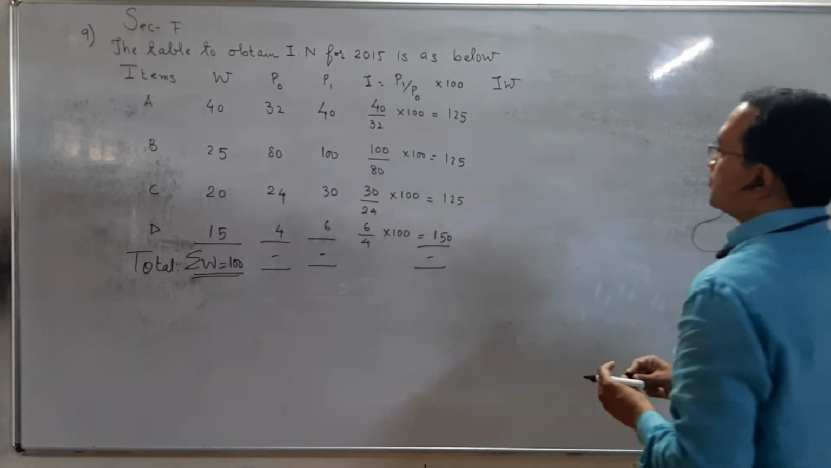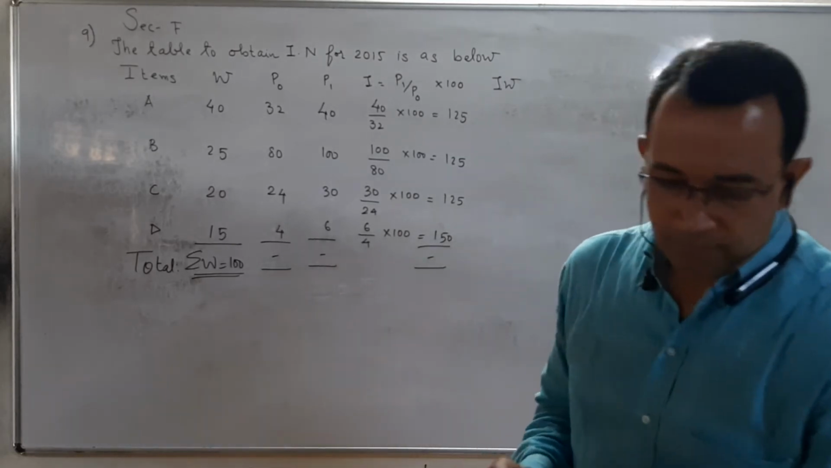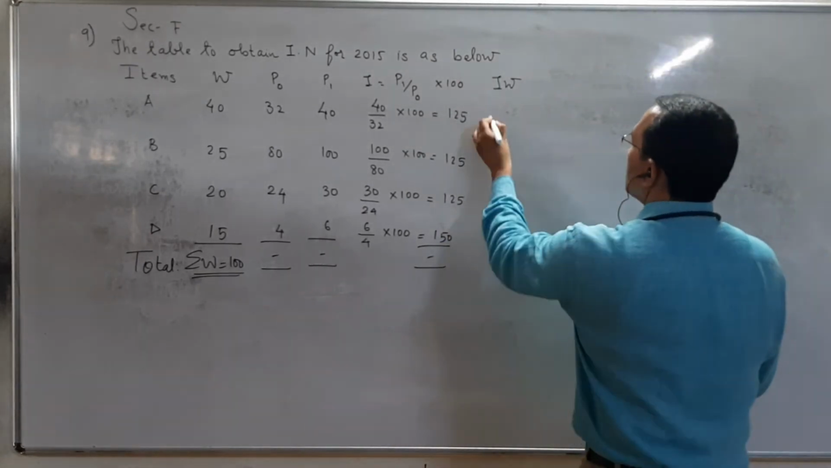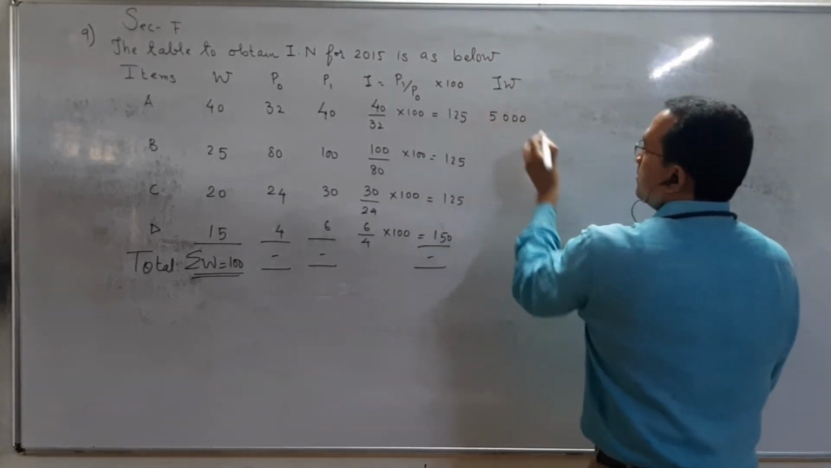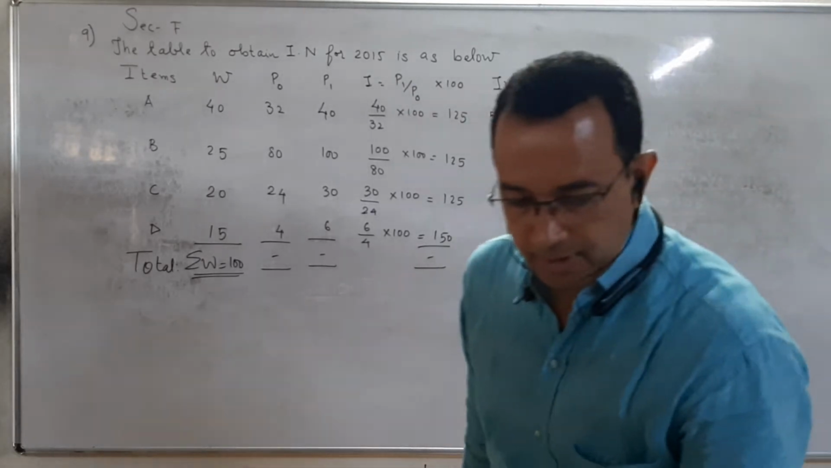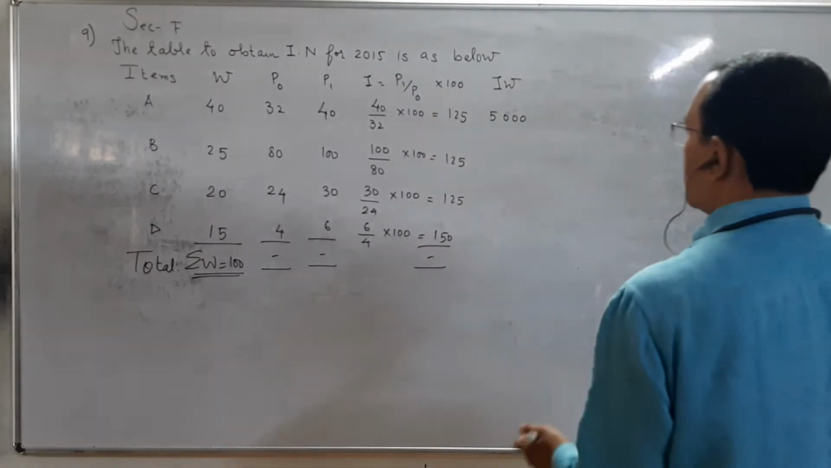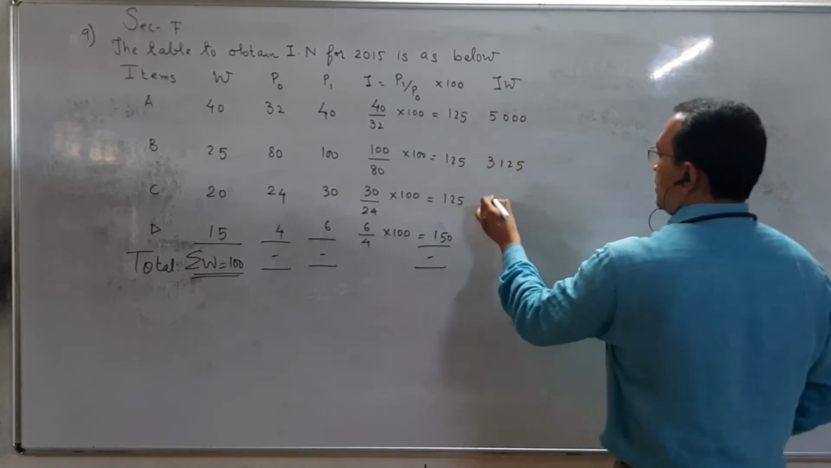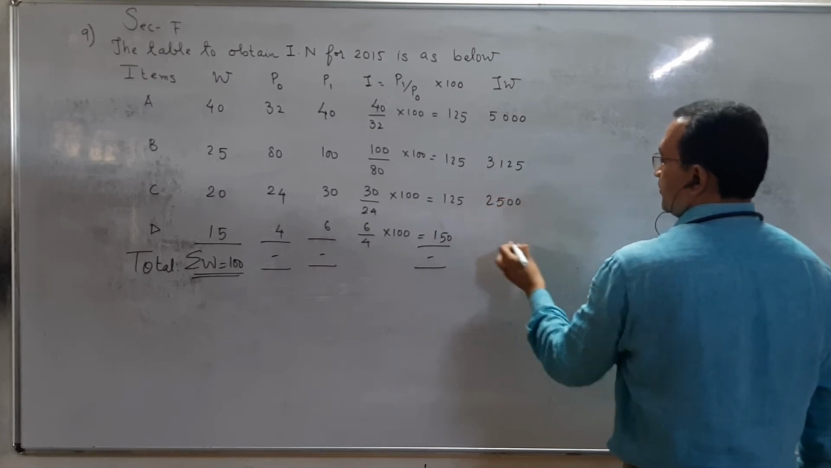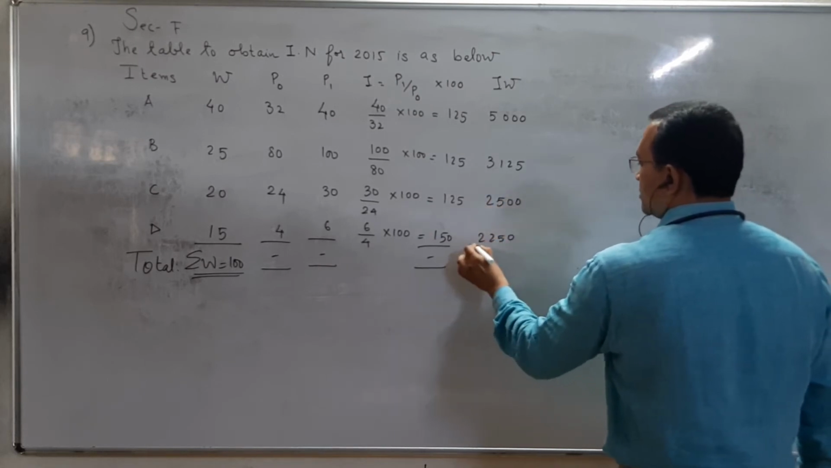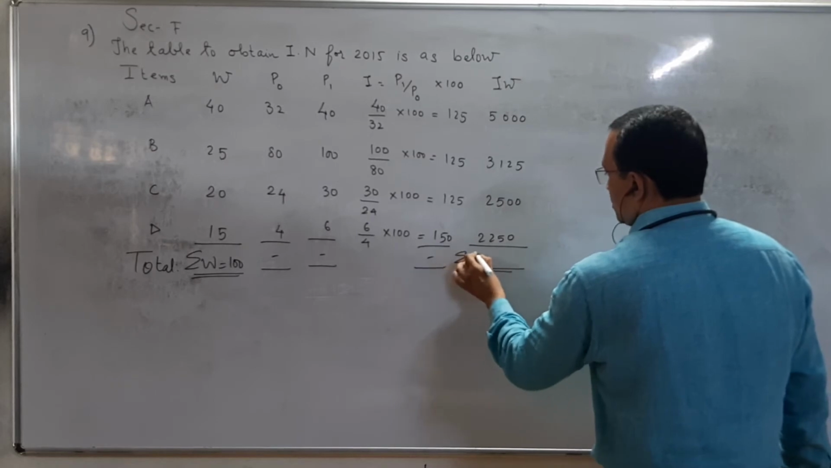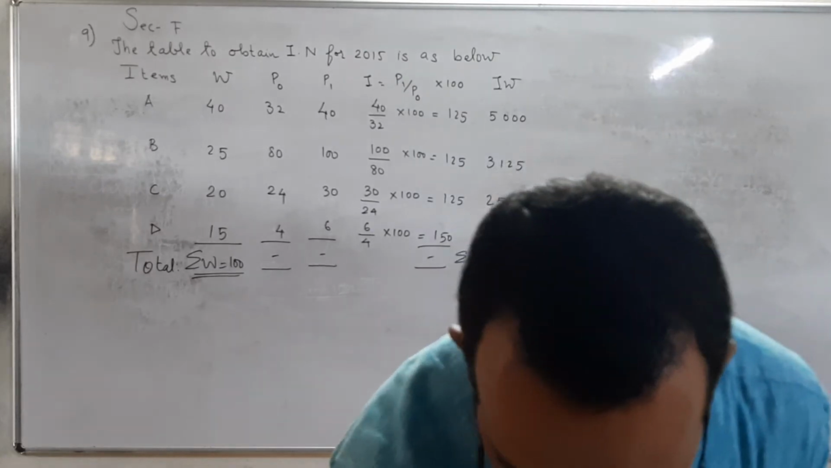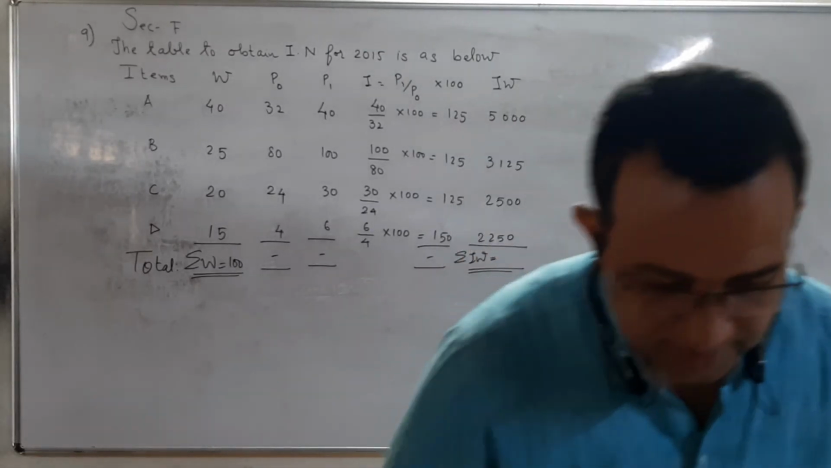Then I believe. So 125 into 40 will give us 5,000. Then 125 into 25, so 3125. 125 into 20, so 2500, and this is 2250. So students, the total of IW works out to be 12875.